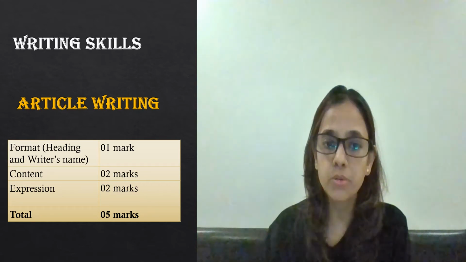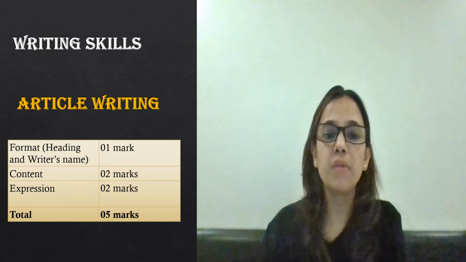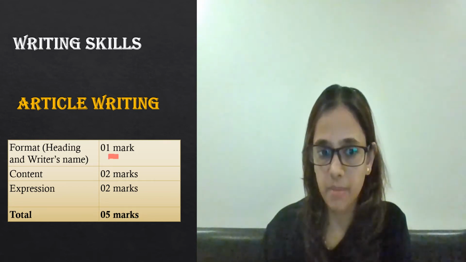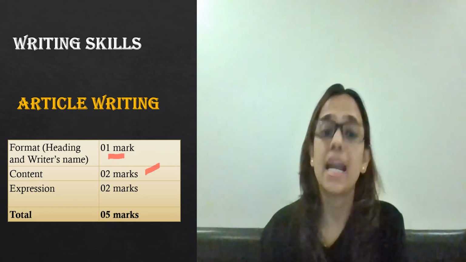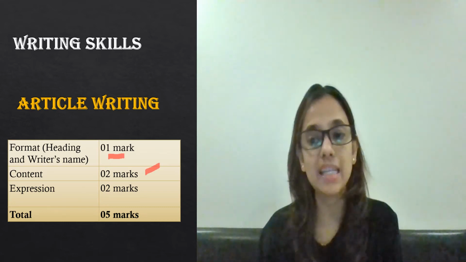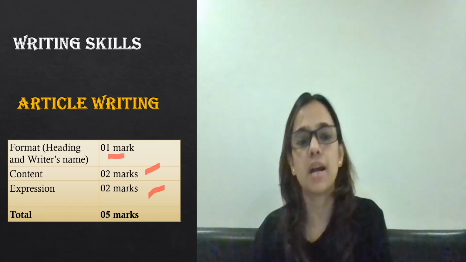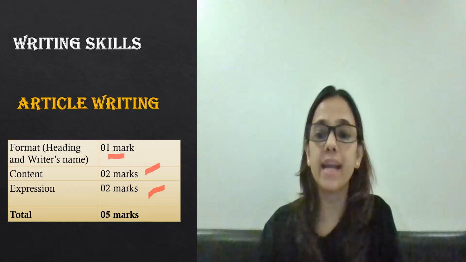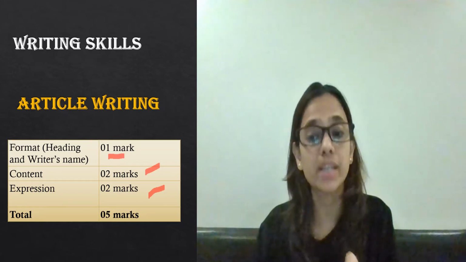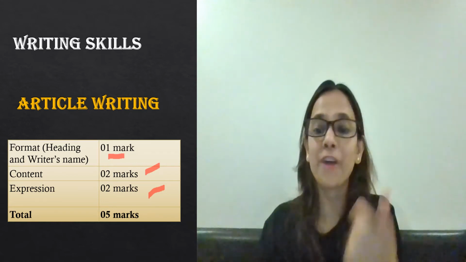Article writing is usually for 5 marks. So 1 mark is given for what? Heading and writer's name. Then the content that you are writing is for 2 marks. And expression means fluency and all that, the grammar accuracy and everything, is again for 2 marks. So total gives you 5 marks. So let's understand what the format is, and I'll give you the sample as well so you understand how you can write a better article and score full 5 marks.